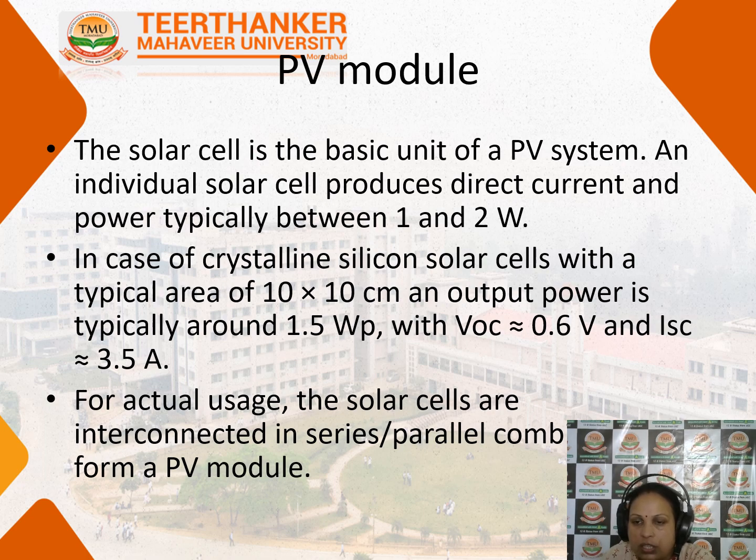For actual usage, the solar cells are interconnected. One solar cell cannot produce enough electricity. As you can see, one solar cell can produce only between 1 to 2 watts. But when the solar cells are connected in an array, connected in parallel and in series, they actually produce more current.